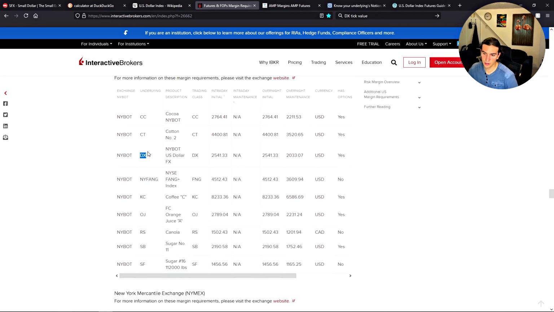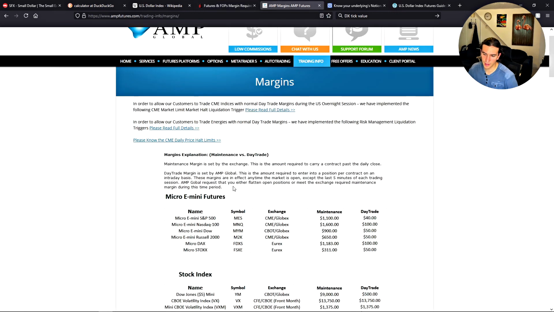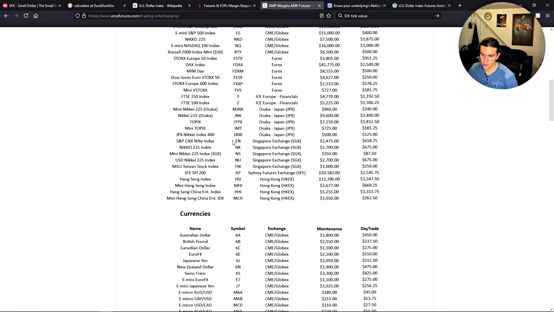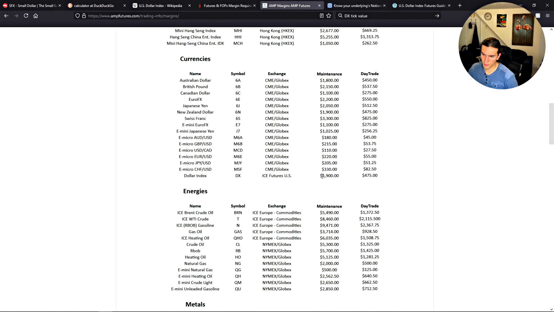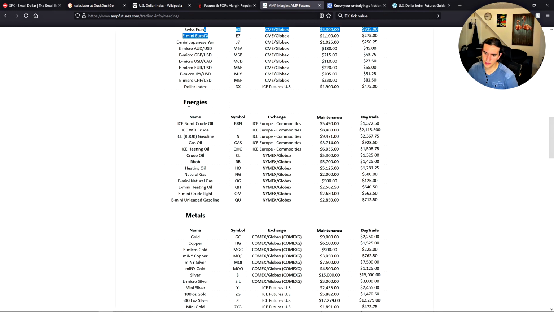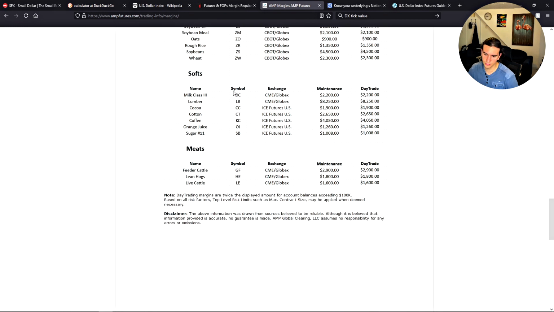Let's take a look at the DX here real quick. Interactive Broker's initial margin for the DX is 2,541. So give or take, it's about 2/3 larger than the small exchange contract. If I go over to AMP Futures and take a look at their DX margin, we got 1,900 there. It's roughly in the same ballpark there. Now AMP Futures doesn't support the small exchange yet. I hope they support them soon.